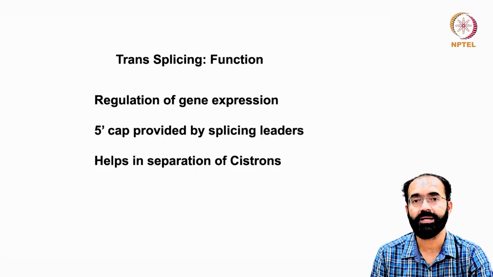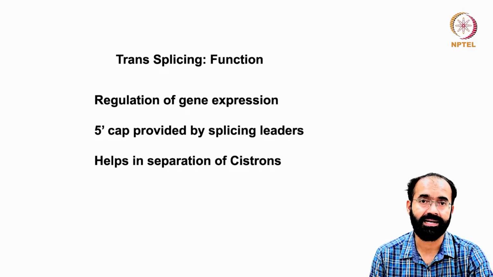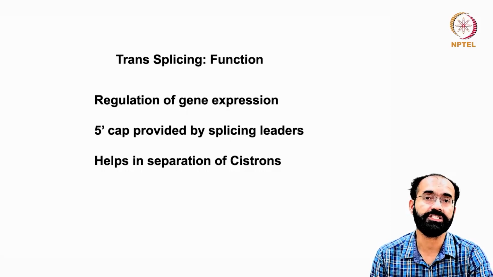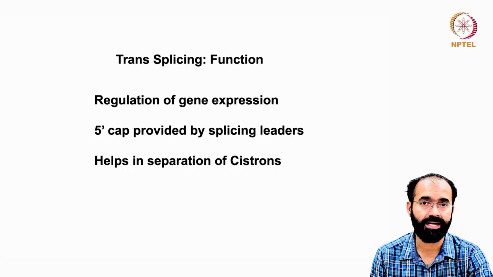So the splice leader bearing extra RNA fragment that is added becomes handy and a lifesaver for this RNA that lacks this information. And it also helps in the separation of cistrons. Say for example, what is a cistron? A cistron is the coding sequence present in one RNA.